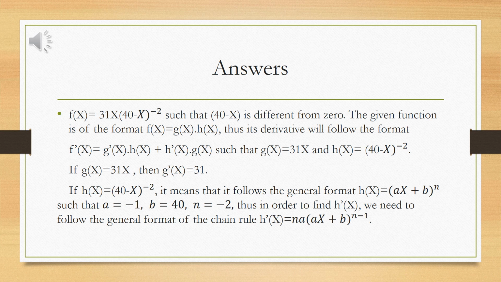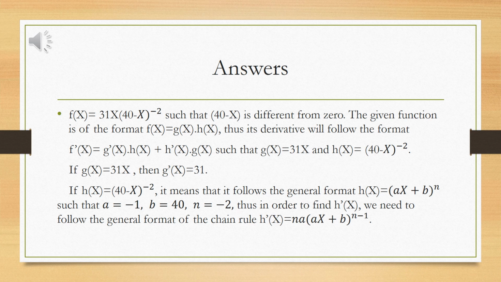f(x) = 31x(40 - x)^(-2), such that 40 - x is different from 0. The given function is of the format f(x) = g(x)h(x). Thus, its derivative will follow the format f'(x) = g'(x)h(x) + h'(x)g(x), such that g(x) is 31x and h(x) is (40 - x)^(-2).